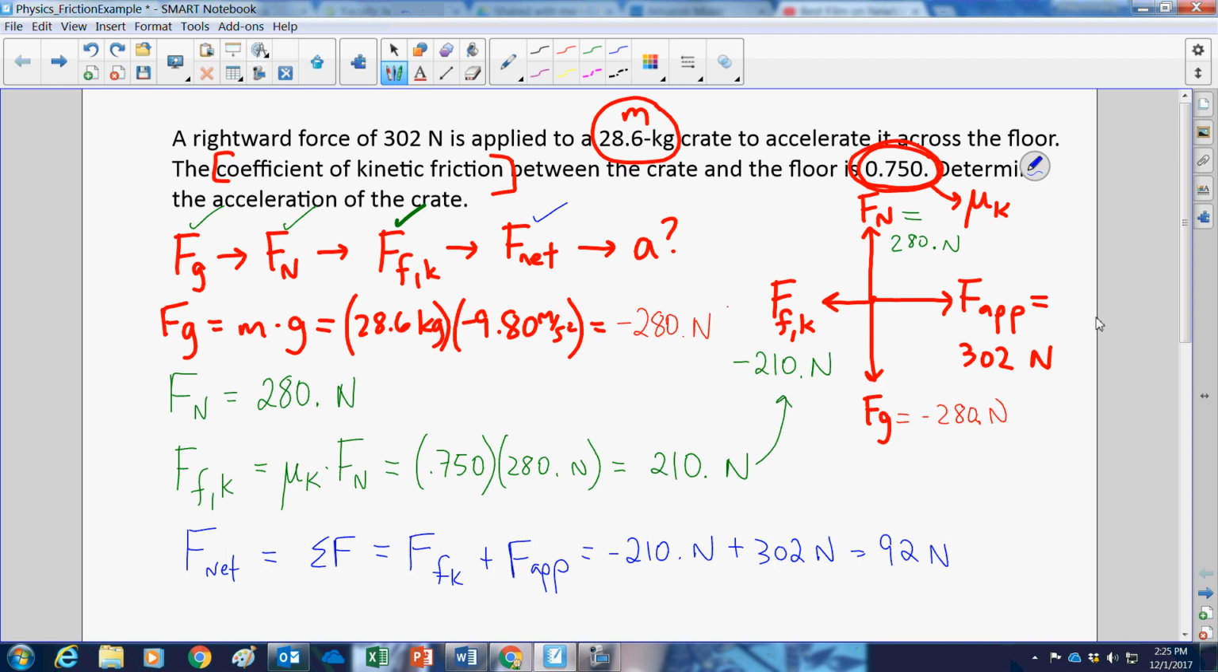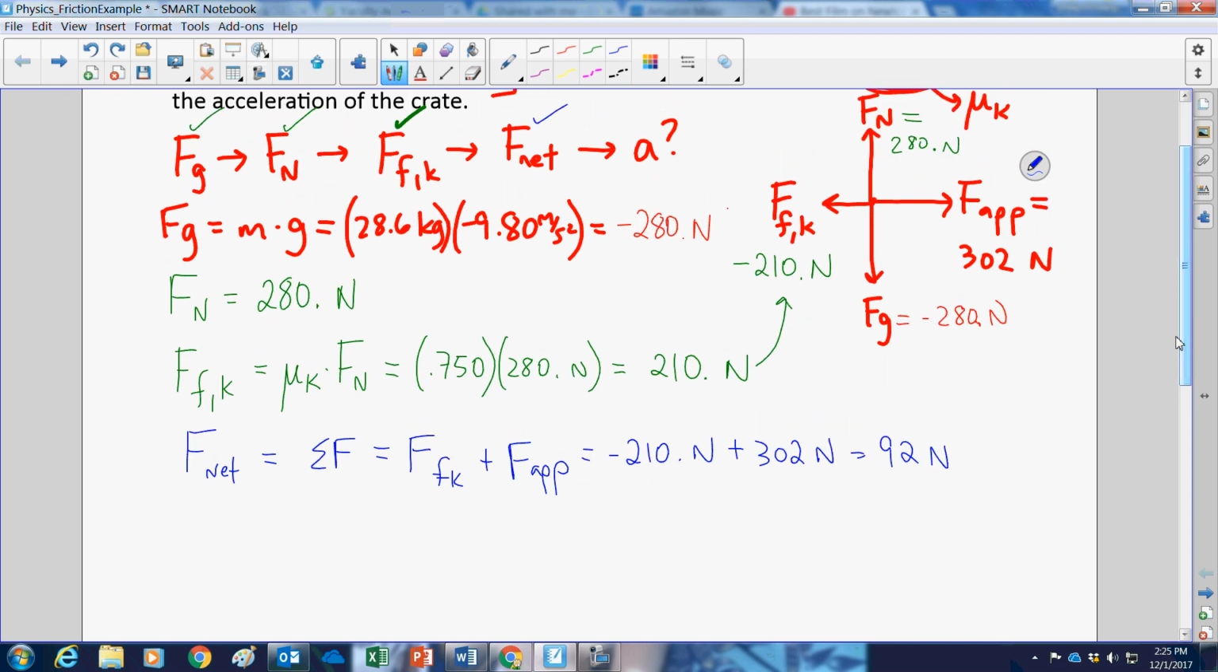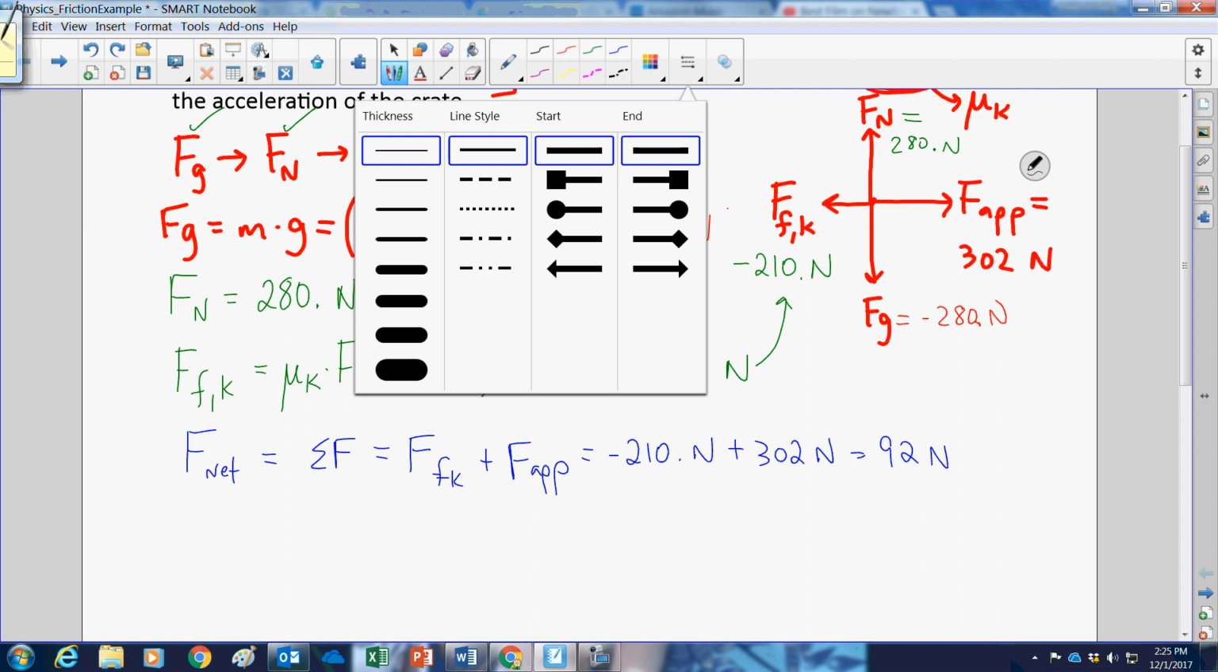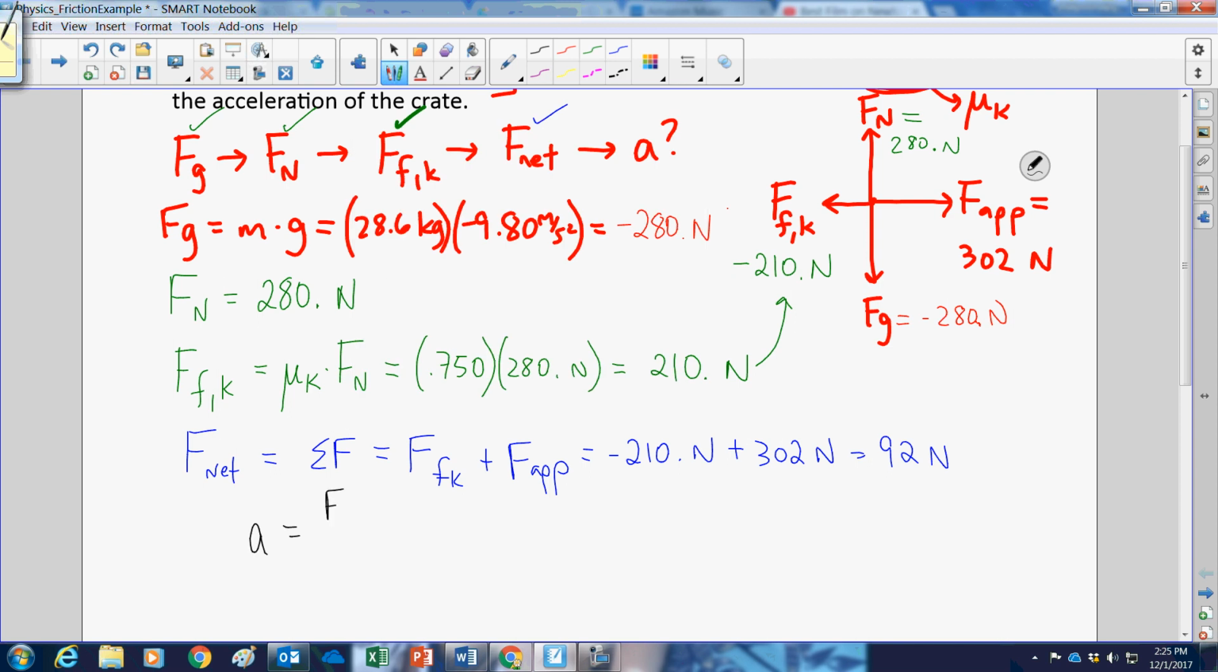So then the last step is to use that to solve for acceleration. So let's say now Newton's second law, F net over mass gives me acceleration. So 92 newtons, which is supposed to be positive. That means to the right, and I know it's accelerating to the right. Divide by the mass of 28.6 kilograms. And I get 3.2 meters per second squared.